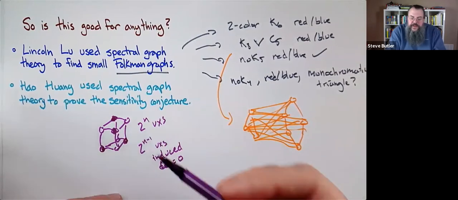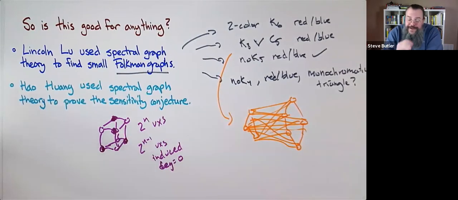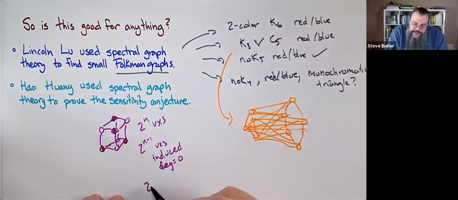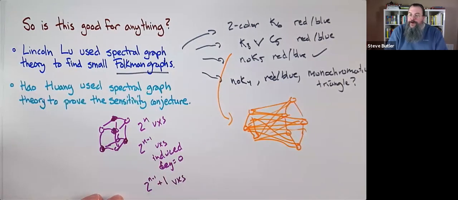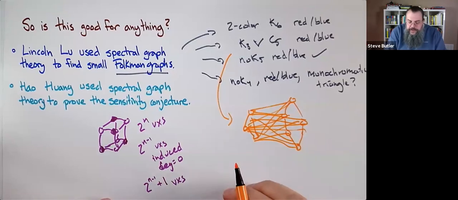But the sensitivity conjecture was the following question. What if I say just one more? What happens? Just one. And how bad can it be? What can you say about the degree? And so there was a problem for a long time.